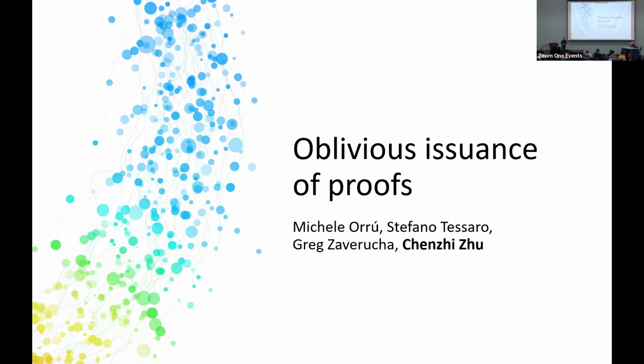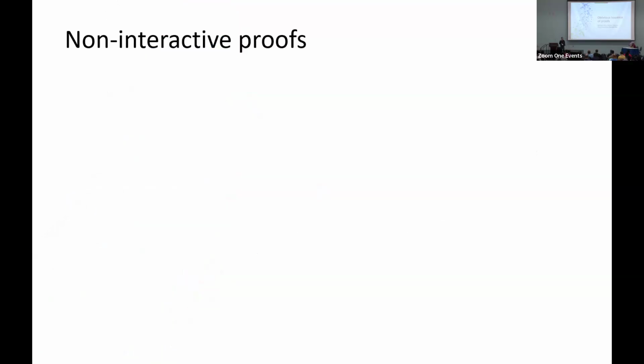Thanks for the introduction. Today, I'm going to talk about a new primitive we propose in this work, referred to as oblivious issuance of proofs. I will start by explaining what it is and what it is used for.